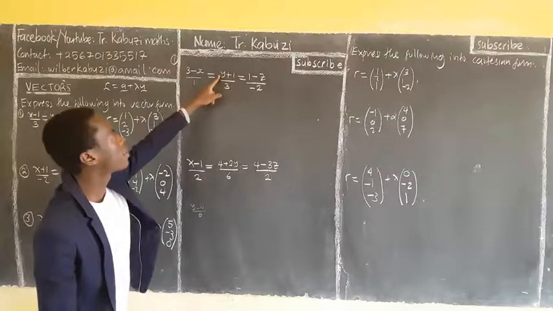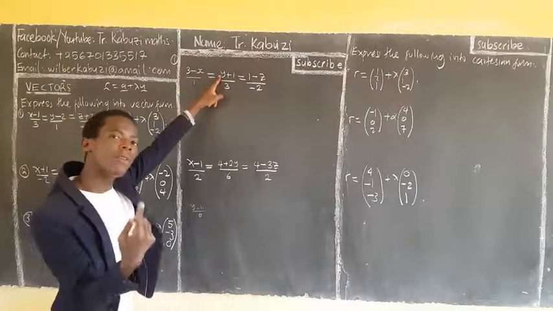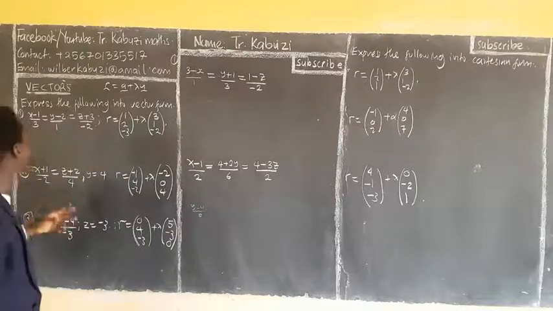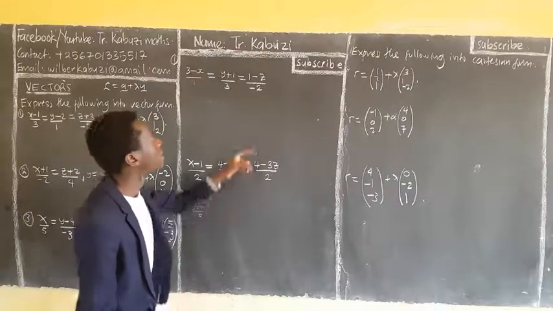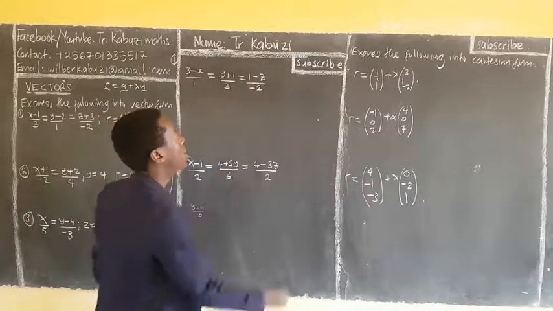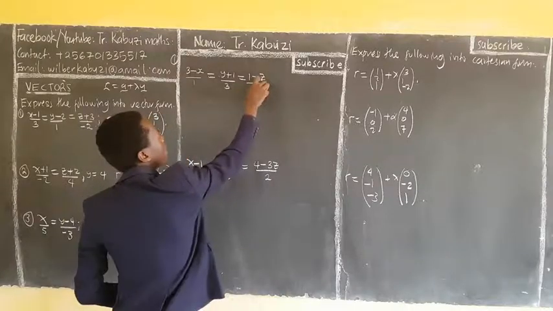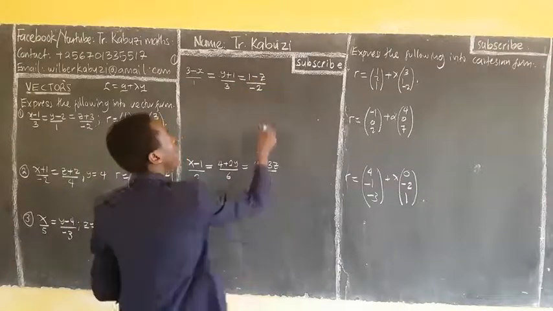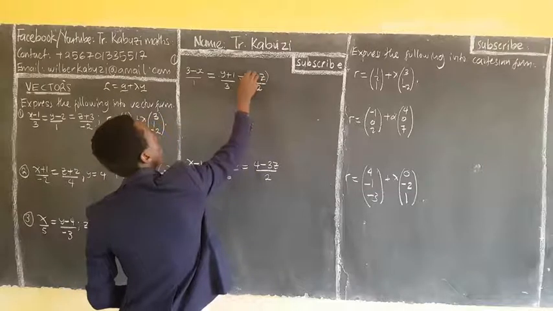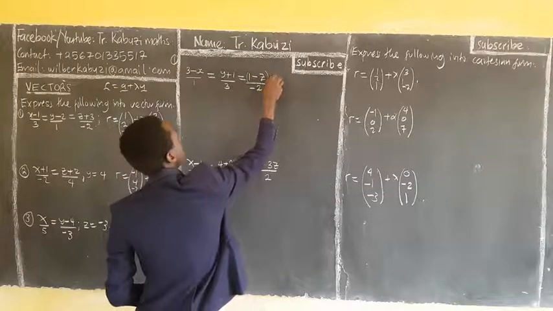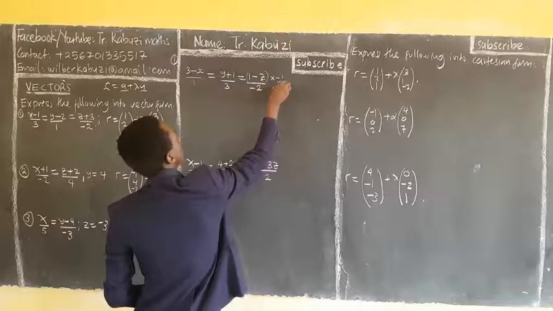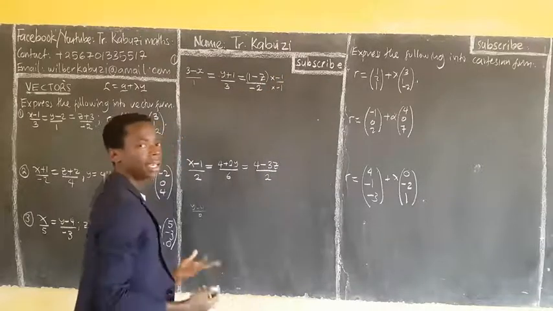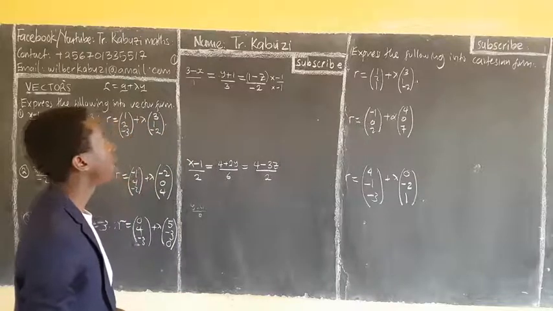This one is okay because it's positive. And it should always have coefficient 1. This x, y, and z should have coefficient 1. So see, this one is negative. If it's over 1, you just multiply by negative 1 up and down. So from here, I'm going to multiply by negative 1 up and negative 1 down.